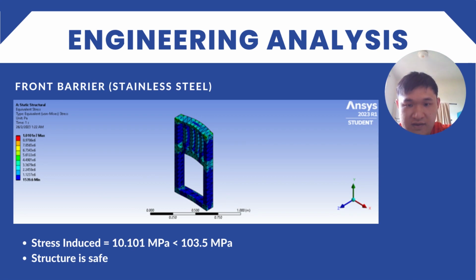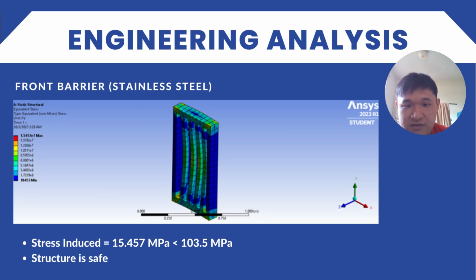Next, the structure is the front barrier, and the maximum stress on this part is 10.101 megapascal, which is also lower than the maximum yield strength of the material. This indicates the part is also safe during the flash flood. Lastly, the structure is the back barrier and the maximum stress on this part is only 15.457 megapascal, which is also lower than the maximum yield strength of the material. Again, the part is safe during the flash flood.